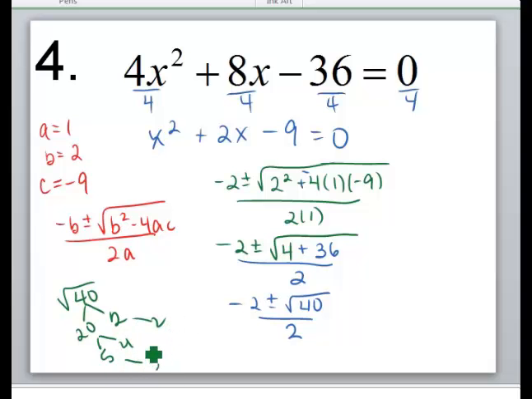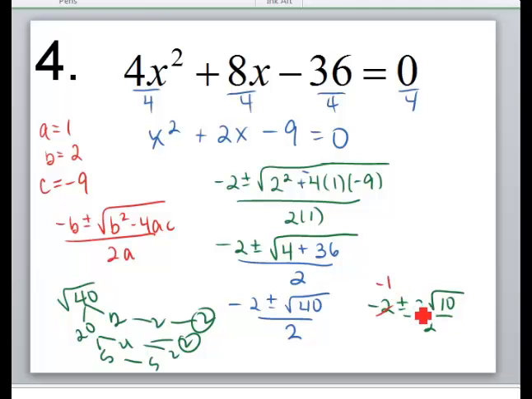And so 5 is prime, 2 times 2 is 4, and 2. So I have a pair of 2's, and the 5 and the 2 will stay on the inside. So I end up getting -2 plus or minus 2 the square root of 10 all over 2. 2's are all divisible, and so I end up getting -1 plus or minus, I don't need to put 1 square root of 10, I can just write square root of 10.